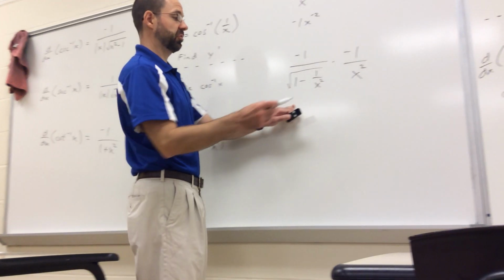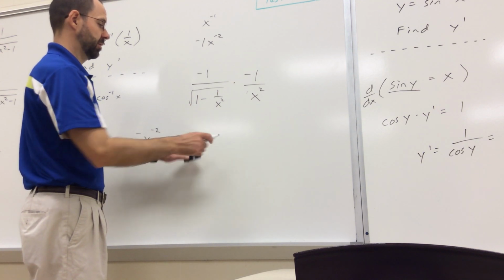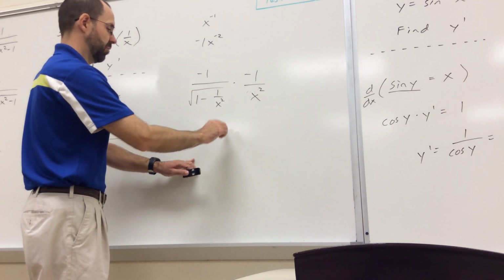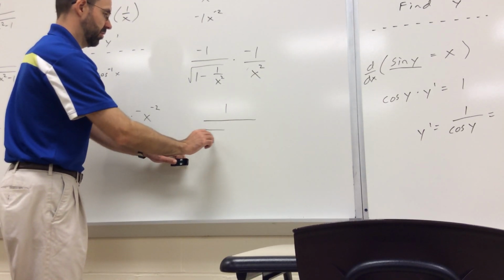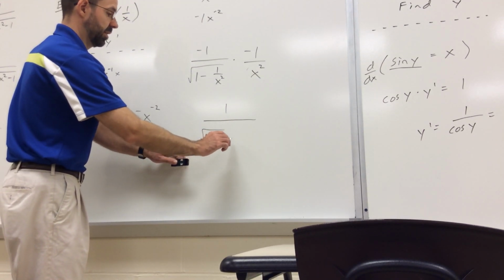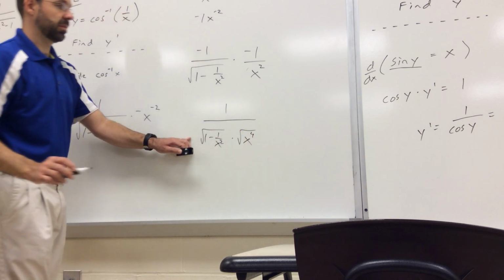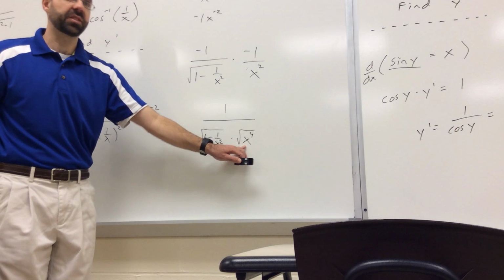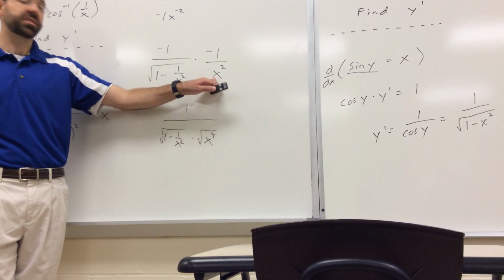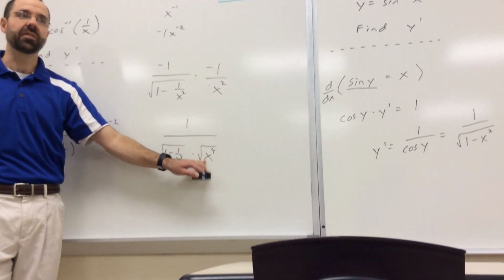Okay, then this is kind of strange. I'm going to rewrite this as the square root of x to the 4th. So I'll multiply across the tops. 1 over the square root of 1 minus 1 over x squared times the square root of x to the 4th. If you take the square root of x to the 4th, that is x squared. So you can believe me that it's okay to write this.